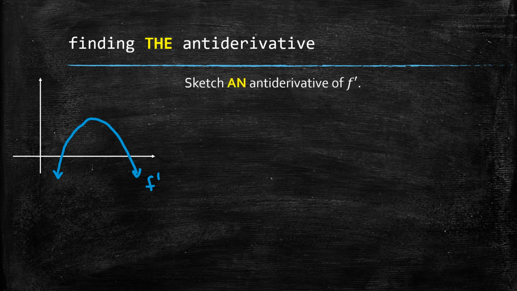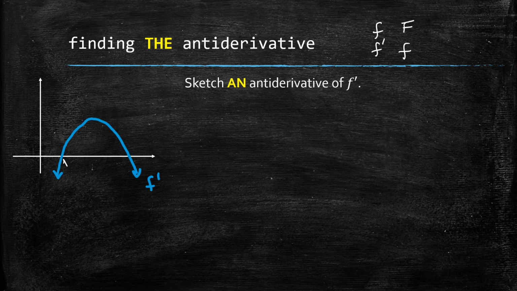So what does that mean? You're given this graph of f prime. Notice that I'm not using little f and big F right now. I'm going back to f prime. The antiderivative of f prime would be represented by f. So sketch an antiderivative of f prime.